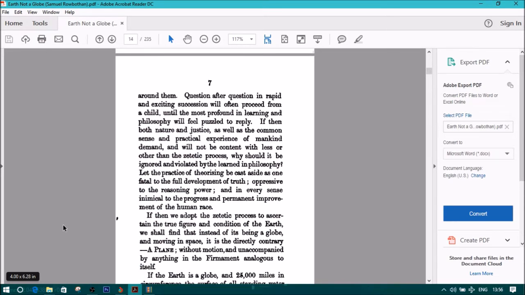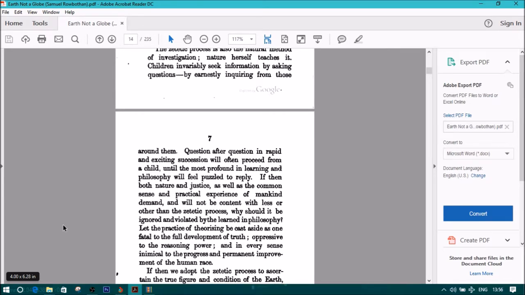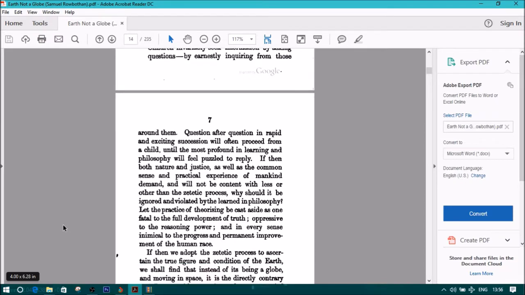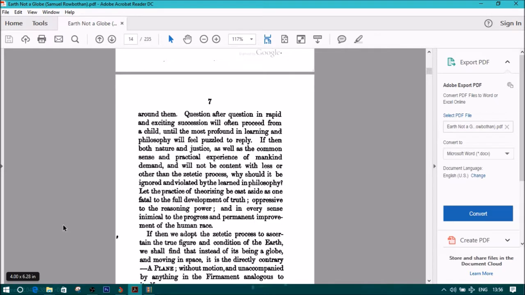The Zetetic process is also the natural method of investigation. Nature herself teaches it. Children invariably seek information by asking questions, by earnestly inquiring from those around them. Question after question, in rapid and exciting succession, will often proceed from a child, until the most profound in learning and philosophy will feel puzzled to reply. If both nature and justice, as well as the common sense and practical experience of mankind, demand, and will not be content with less or other than the Zetetic process, why should it be ignored and violated by the learned in philosophy? Let the practice of theorizing be cast aside as one fatal to the full development of truth, oppressive to the reasoning power, and in every sense inimical to the progress and permanent improvement of the human race.